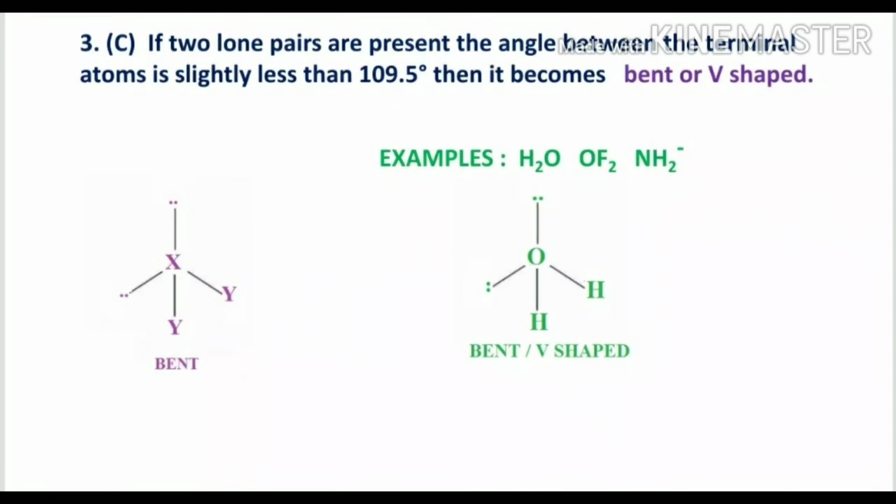Now the third option, C. If 2 lone pairs are present, the angle between the terminal atoms is slightly less than 109.5 degrees, then it becomes bent or V-shaped. Now you see there are 2 lone pairs present. Now for example, in the formation of water molecules.